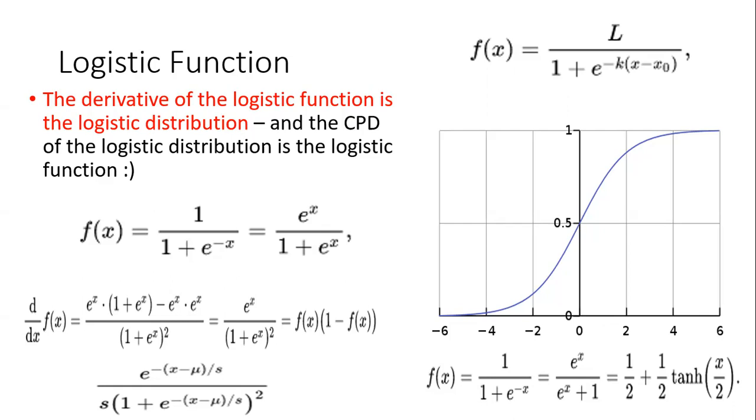So the derivative of the logistic function is the logistic distribution. When I apply the derivative at each point here, the values that I'm going to get are going to follow the normal distribution, or in this case, the logistic distribution.